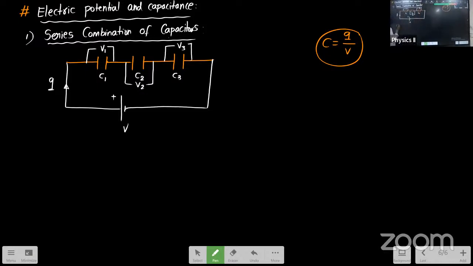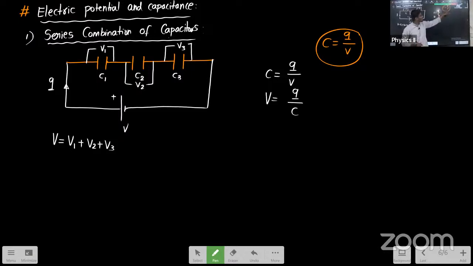So what is the total potential? I can write total potential V is equal to V1 plus V2 plus V3. But what is the formula for capacitance? C is equal to Q divided by V. So from here I can write V is equal to Q divided by C. We can write that, right? C is equal to Q by V; taking V here, C comes down. So V is equal to Q by C.